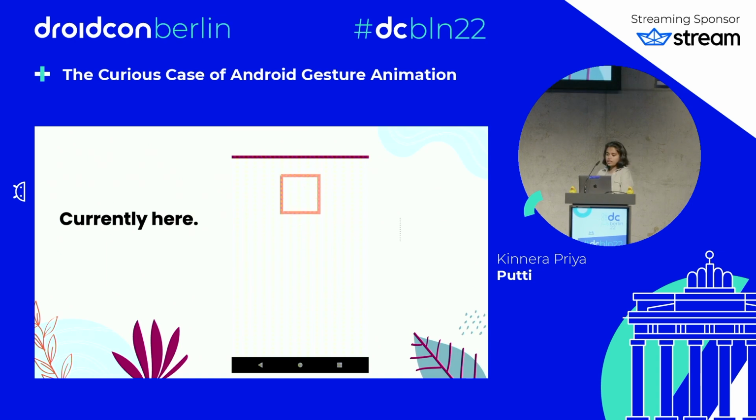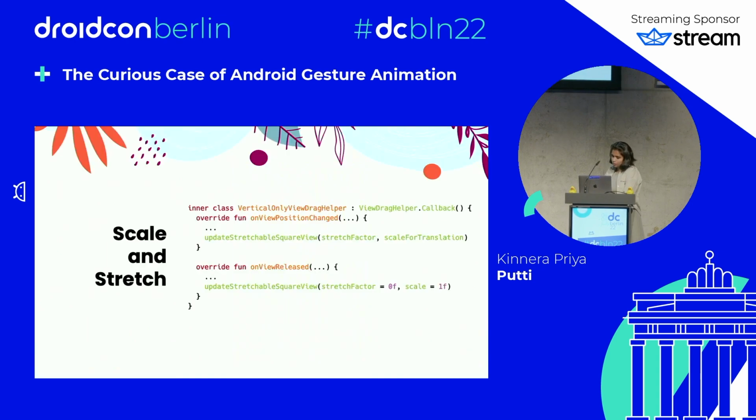We're going to add our stretchable now. So what we're going to do now is extend the same callback that we used for tryCaptureView and the clamping before. And we're going to override onViewPositionChanged and onViewReleased. In this case, onViewPositionChanged is called every single time. There are a lot of times that it's called during the drag process, and it will update the stretch factor and the scale as we go along. And when it's released, we want it to go back to its original square size.